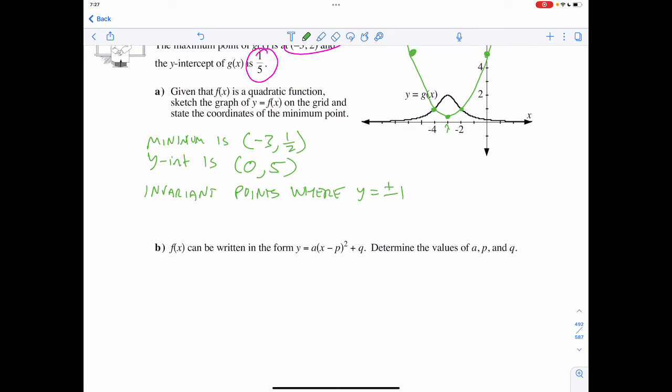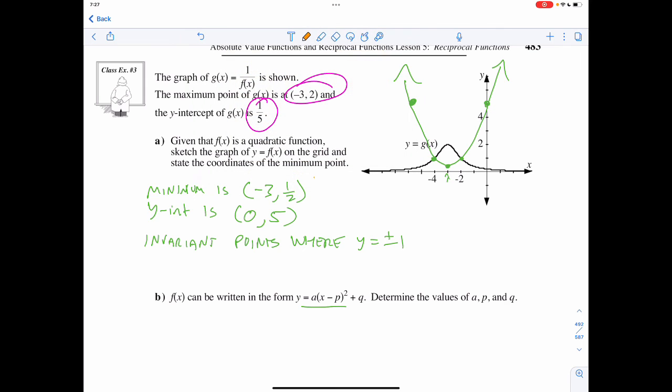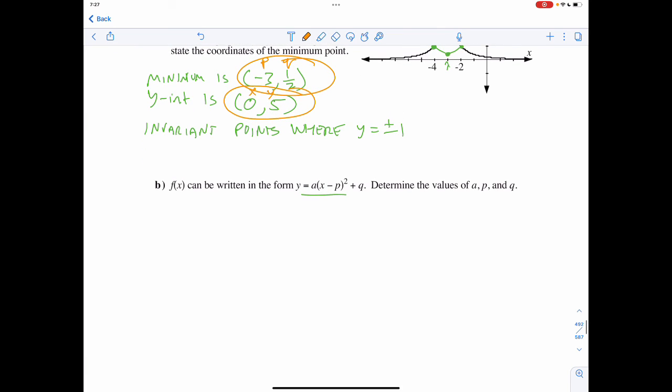It says that f of x can be written in the form y is equal to a bracket x minus p squared plus q. Determine the values of a, p, and q. I'm going to take the coordinates of my vertex, that minimum. I'm going to take the coordinate of my y-intercept. Here's my p, here's my q, here's my x, here's my y. And I'm going to solve it. p is equal to -3. q is equal to 1/2.